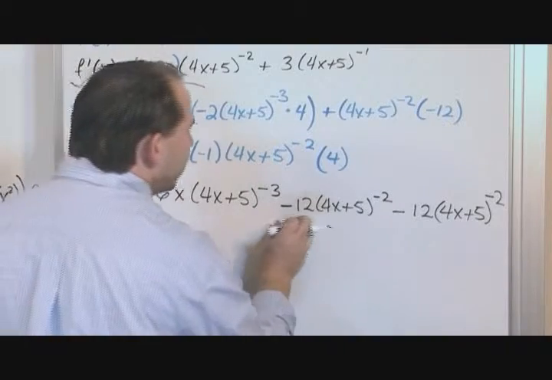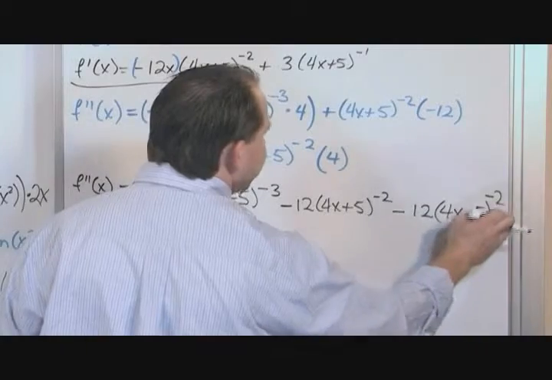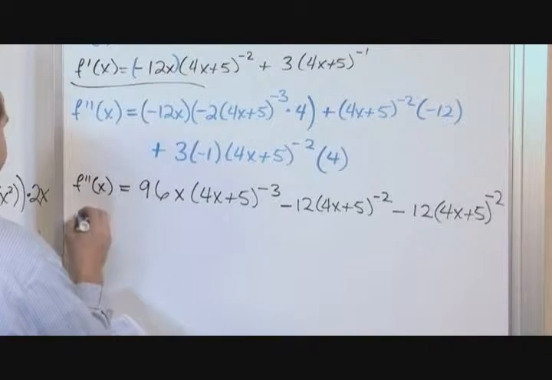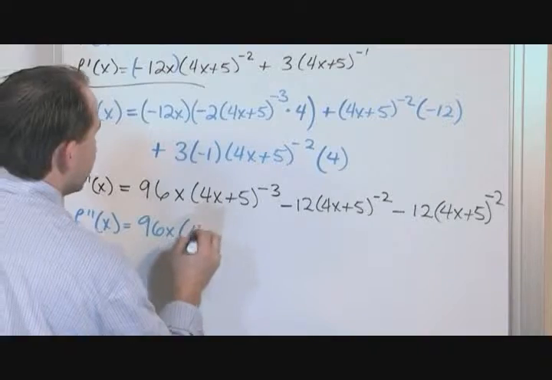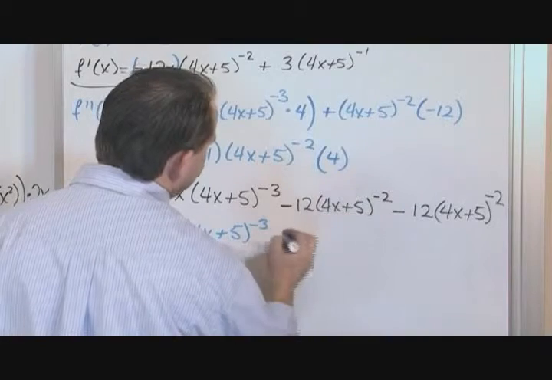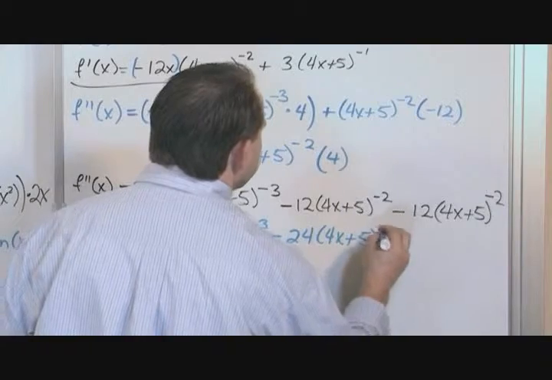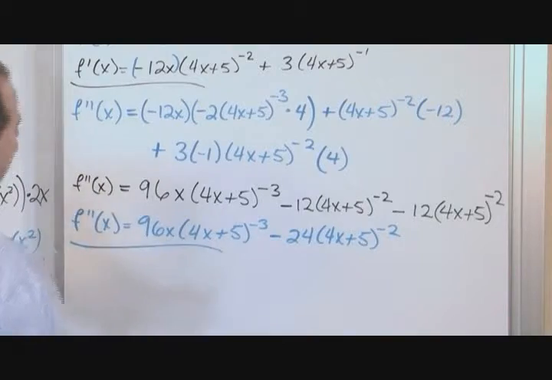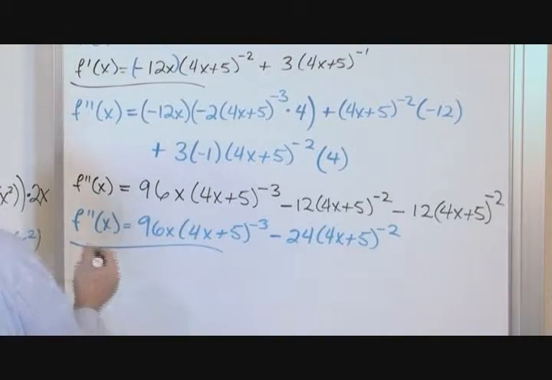Now look at what we have here. This is all fine and dandy, but here we have negative 12, but we have the same base here, (4x + 5)^(-2), (4x + 5)^(-2). The only difference is the coefficients, so we can combine this and make it even simpler. f''(x) is equal to 96x(4x + 5)^(-3), and then we have negative 12 minus 12 is negative 24, (4x + 5)^(-2). And I know it's a pain, believe me, but it's really to your advantage to simplify these things as much as possible, because now I need to take another derivative to get the third derivative, and if I left it like this, I'd have even more work to do.